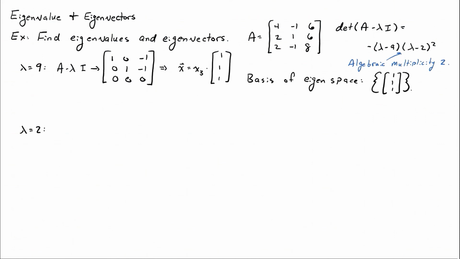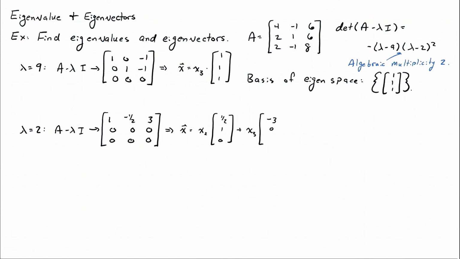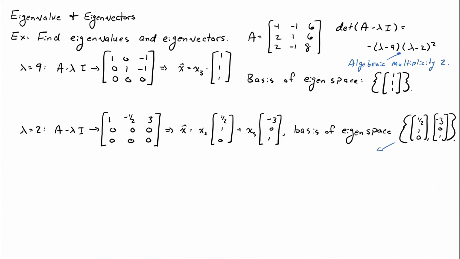Second, lambda equals 2. Set up and reduce. The basis of the eigenspace is (1/2, 1, 0) and (-3, 0, 1). The eigenspace has dimension 2, or geometric multiplicity 2. Any linear combination of these two vectors is also an eigenvector of A with eigenvalue 2. In general, the algebraic multiplicity is always bigger than or equal to the geometric multiplicity.